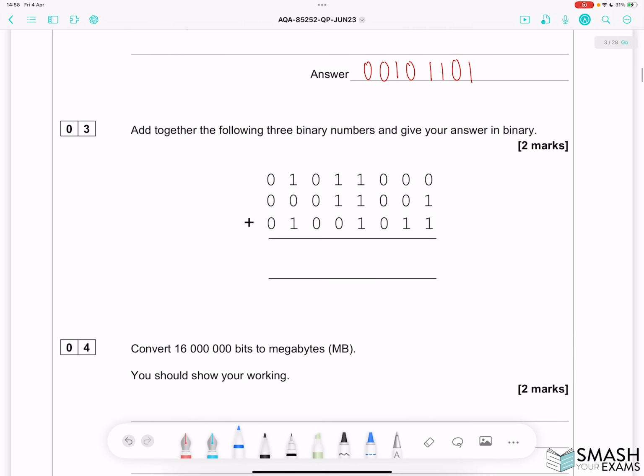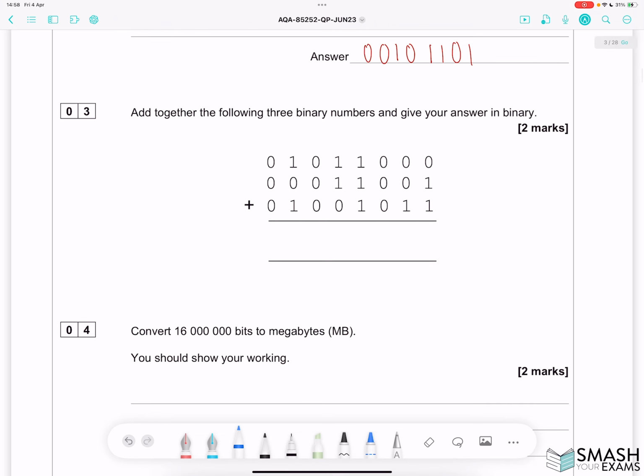Okay, next question. So the next one we've got is a binary addition. So we need to add together the following 3 binary numbers and give your answer in binary as well. Now some people at this point would try and convert these numbers into denary and check their answer and so on. If you follow the simple binary addition rules, you should be pretty good with this one.